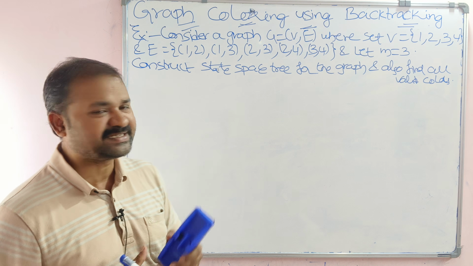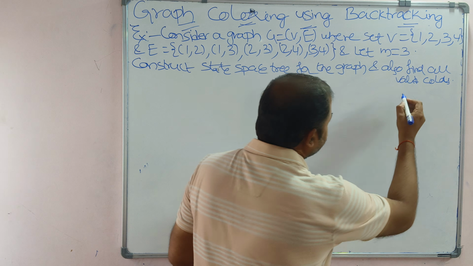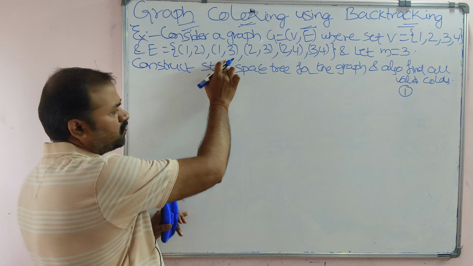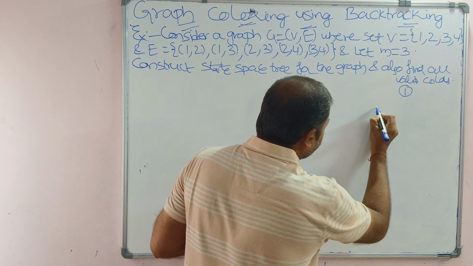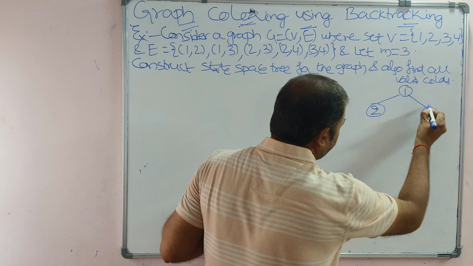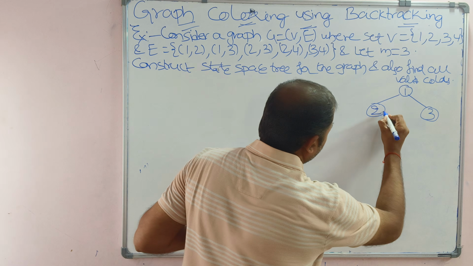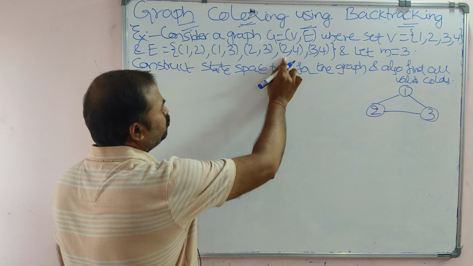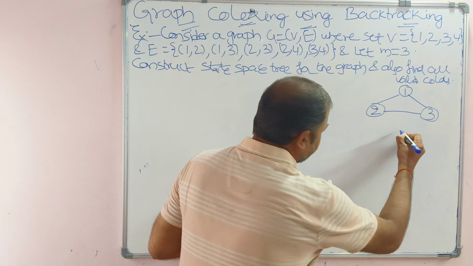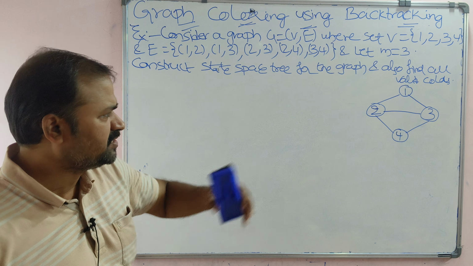Okay. First let us construct the graph based on these edges. So here a total of 4 vertices are given. The first vertex is 1. From 1 to 2 we have an edge, and 1 to 3 we have an edge, so let us write 2 here and 3 here. Next, 2 to 3 we have an edge. Next, 2 to 4 and 3 to 4 we have an edge, so let us write 4 here. So this is the graph.